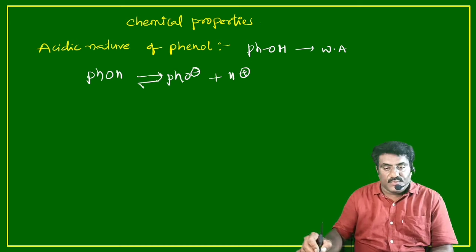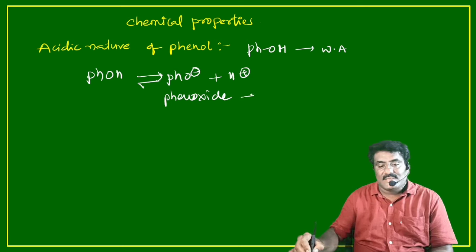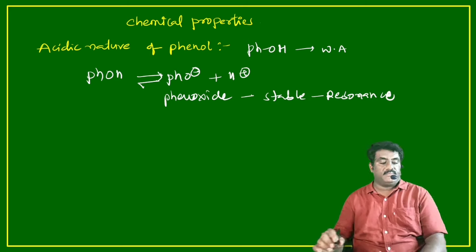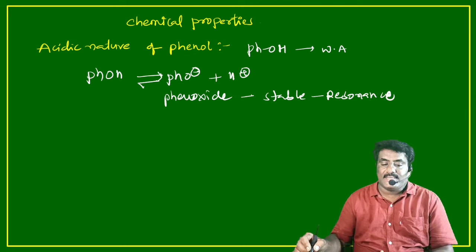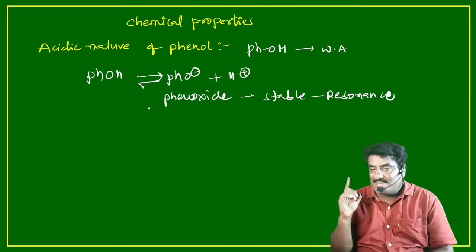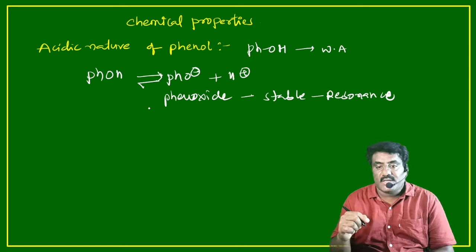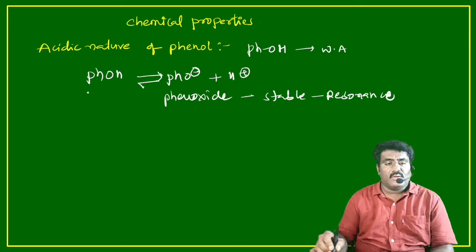Yes, this phenoxide ion is stable by resonance. Due to resonance, it shows acidic character. Now, phenol has acidic character due to formation of the phenoxide ion, and the phenoxide ion is stable by resonance. Yes, let's move on.